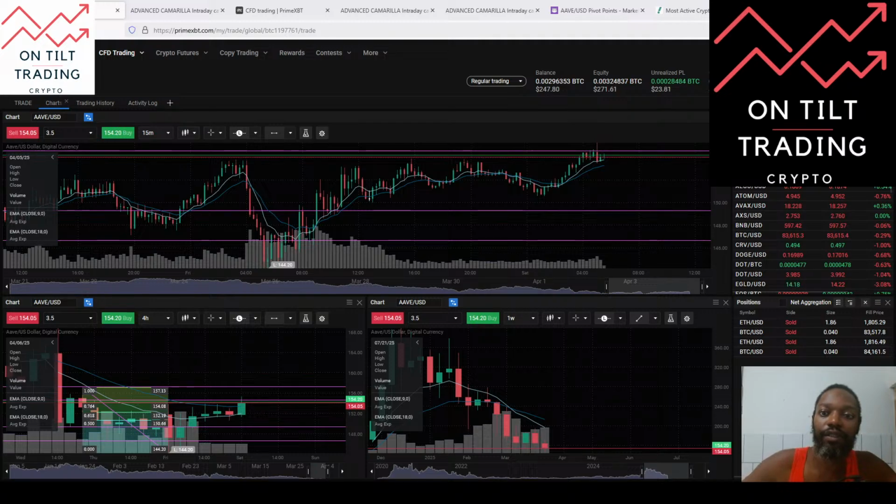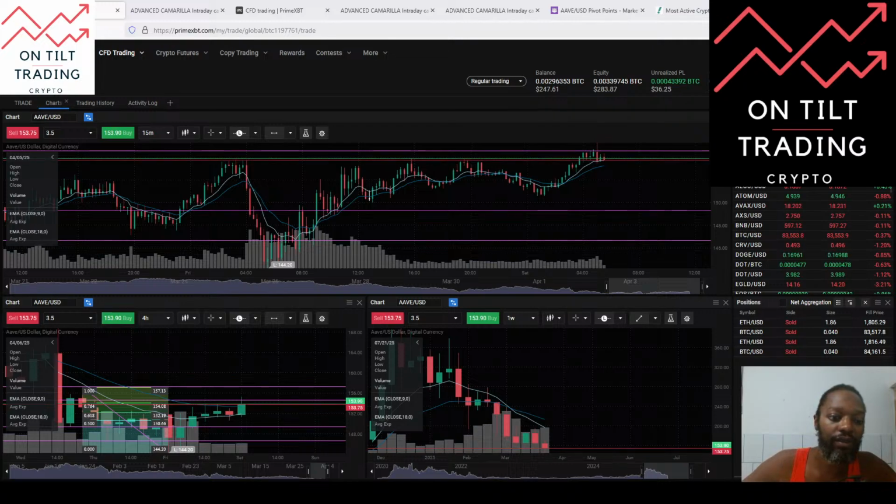is first up we have the Camarilla pivot position. This is Camarilla pivot R3. This is Camarilla pivot S3. My trade idea for AAVE is an R3 to an S3 traverse here. You can see the same thing.